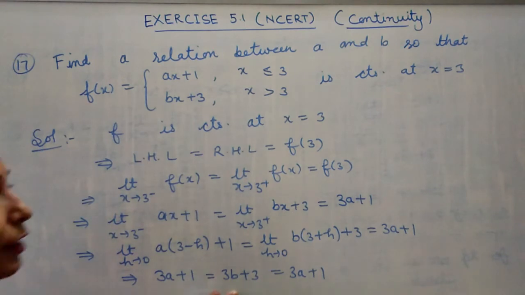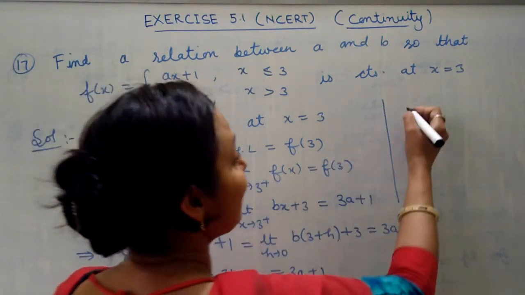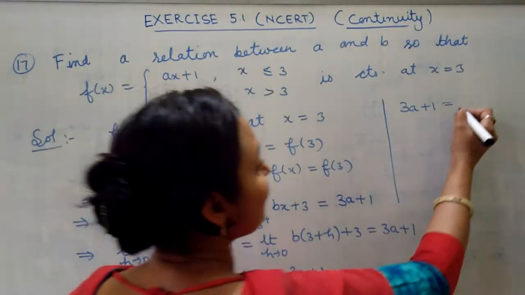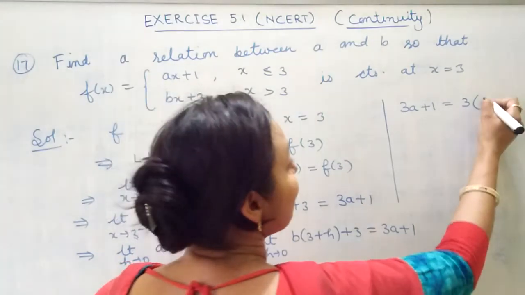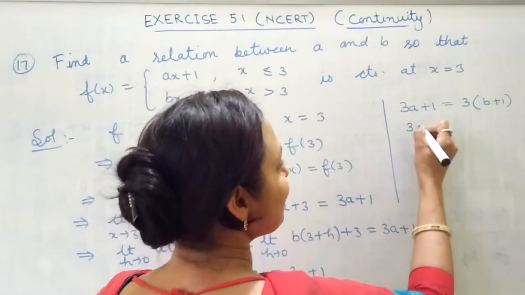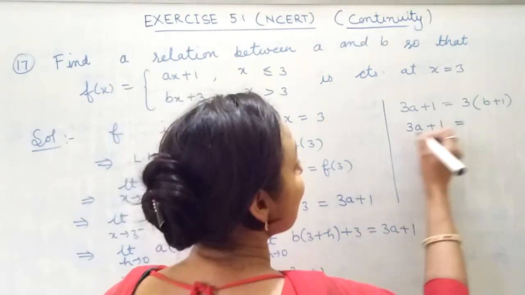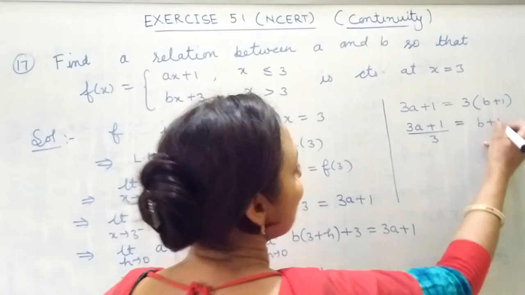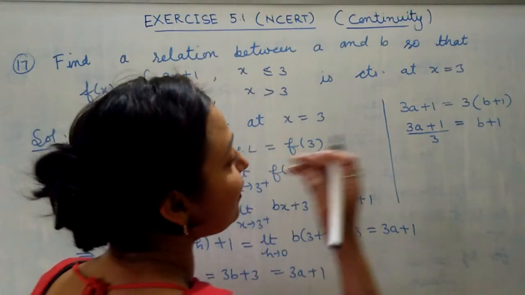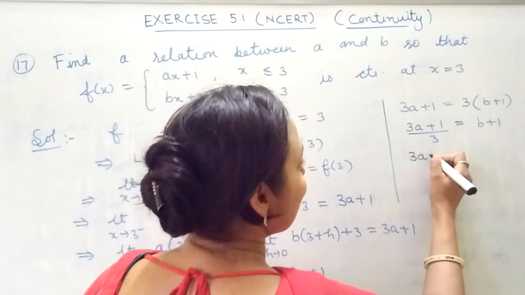We need only these two values to find the relation. So how can you find it? 3a plus 1 equals, I will take 3 common, it becomes 3 times b plus 1. Okay, I will take this 3 in the denominator: 3a plus 1 upon 3 equals b plus 1. Okay, you can take the LCM or you can take the subtraction.